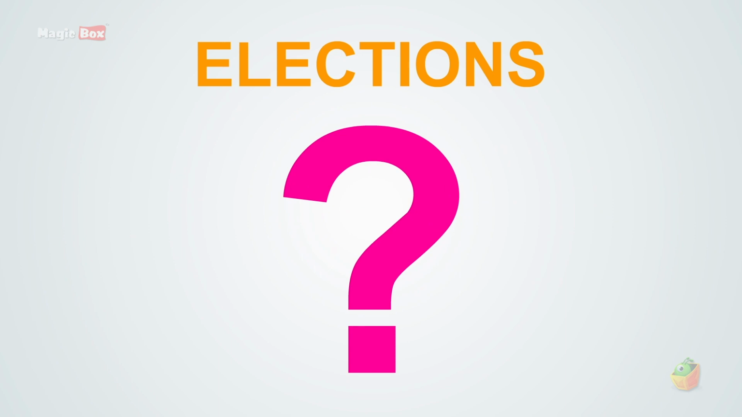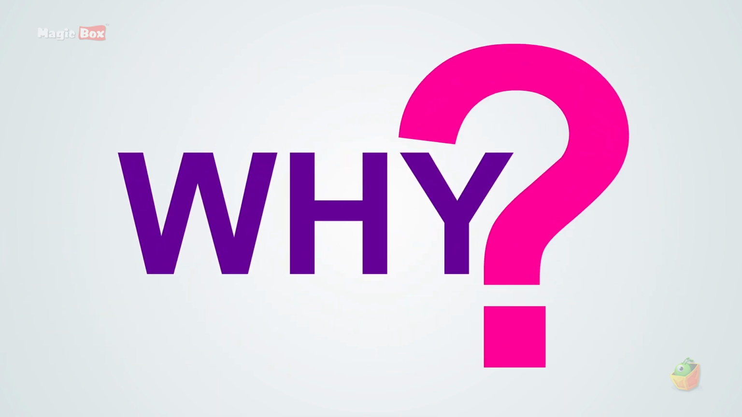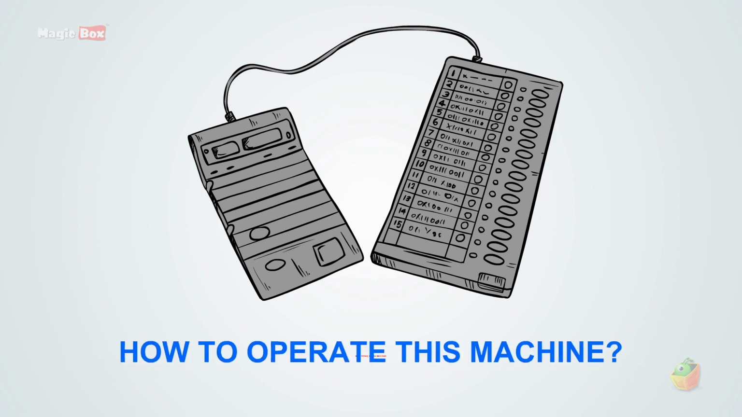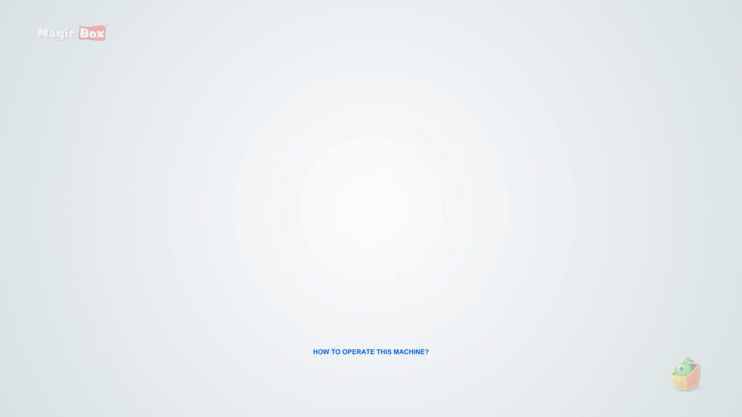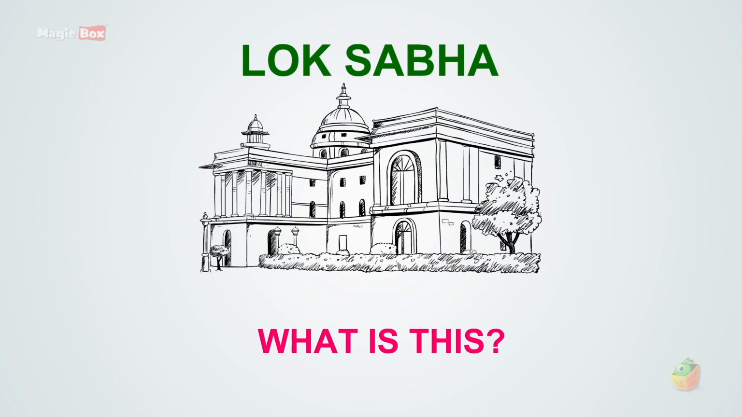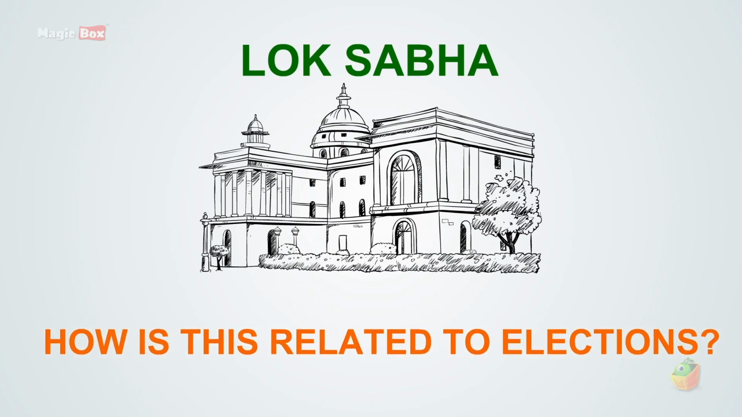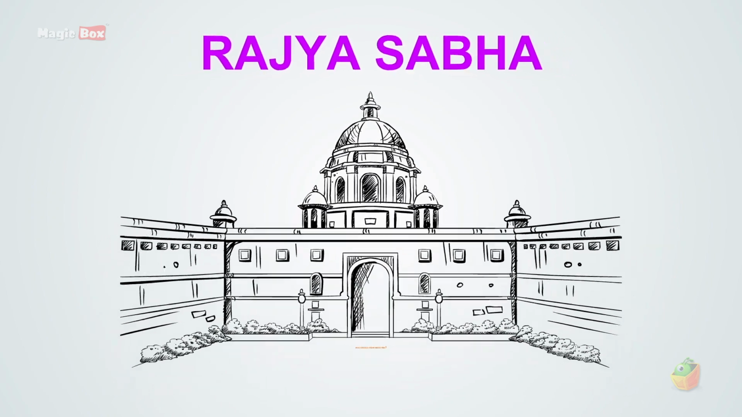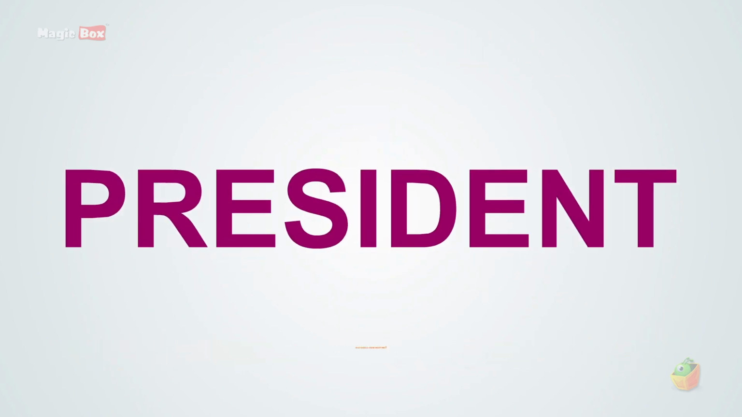Elections? Can someone explain what it is and why this happens? Electronic voting machine. How to operate this machine? Lok Sabha. What is this and where is it? How is this related to elections?